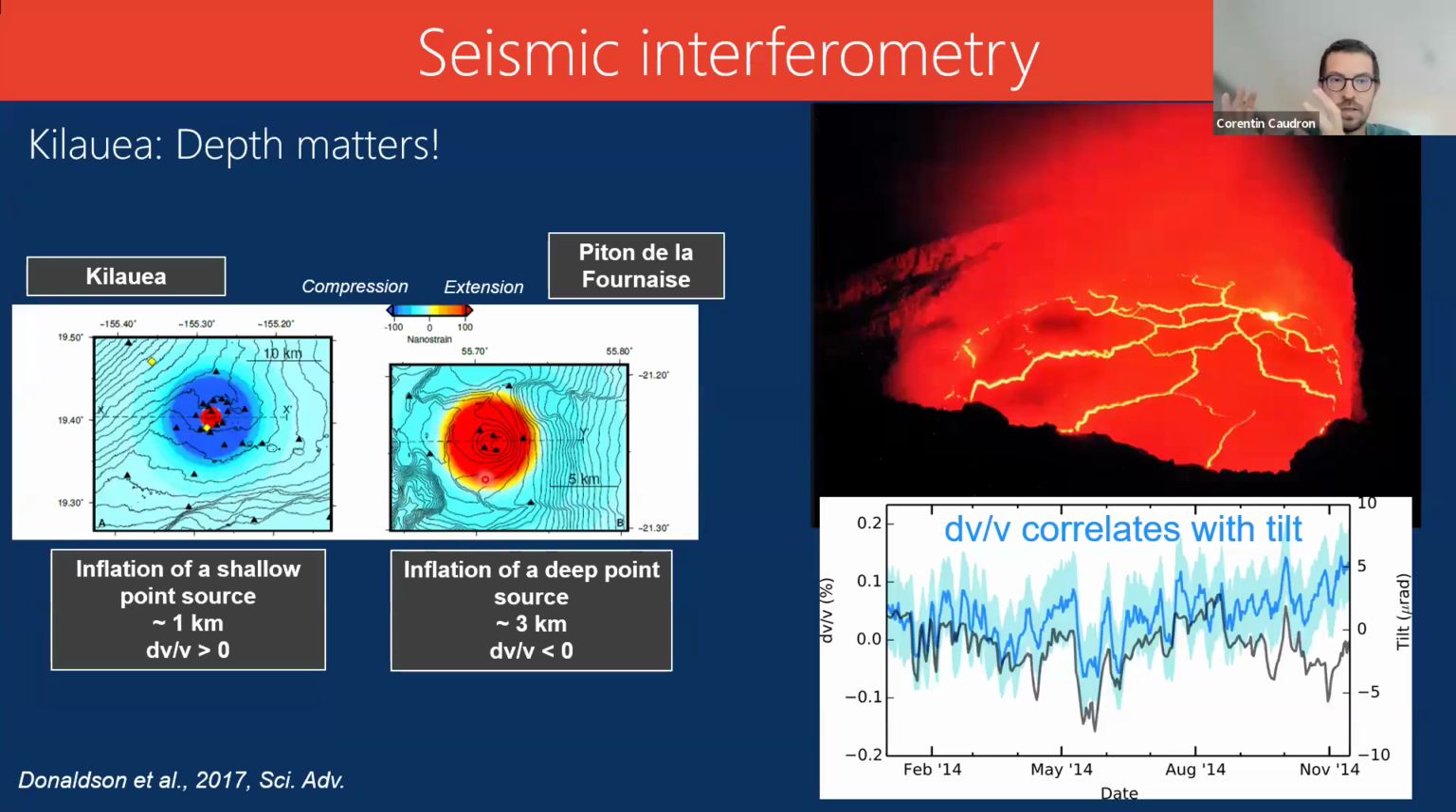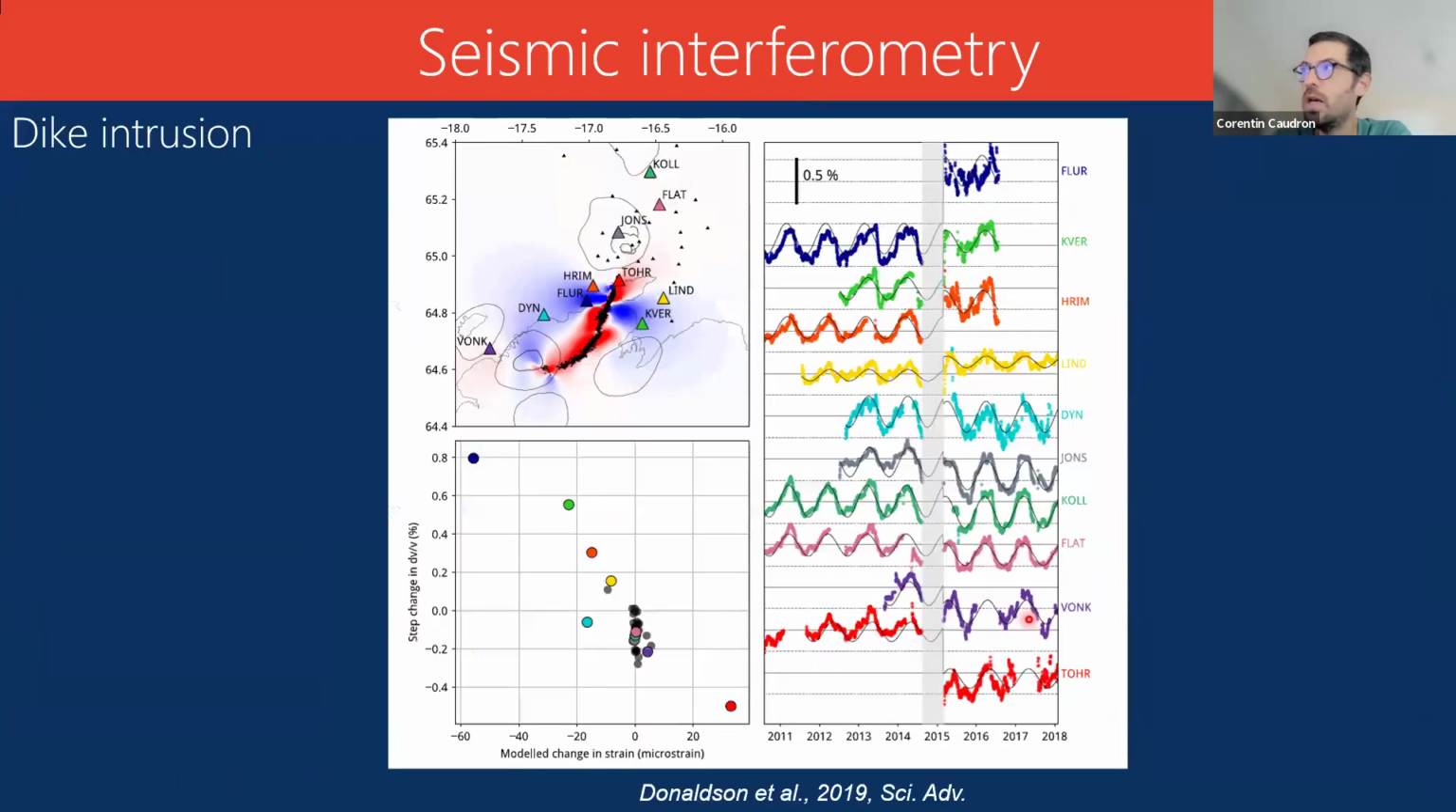So if you compress the crust, you will close cracks. In that case, you expect seismic velocity increases, which is exactly what we see at Kilauea. And conversely, if you extend the crust, you will have a seismic velocity which relatively should decrease, which is what we observe at Piton de la Fournaise. So that was one way, let's say, to reconcile some puzzling observations which we made at Piton de la Fournaise and at Kilauea.